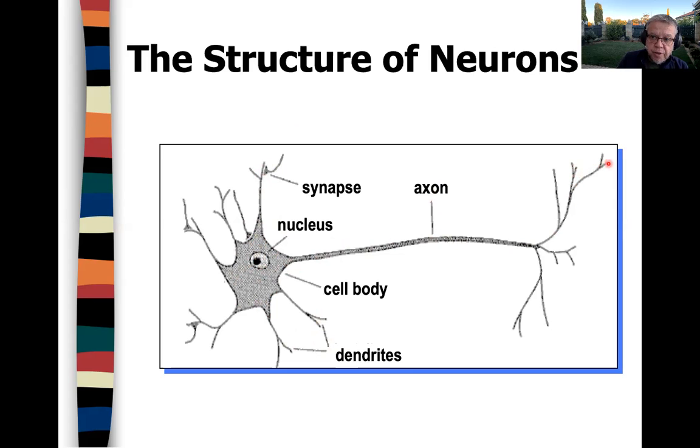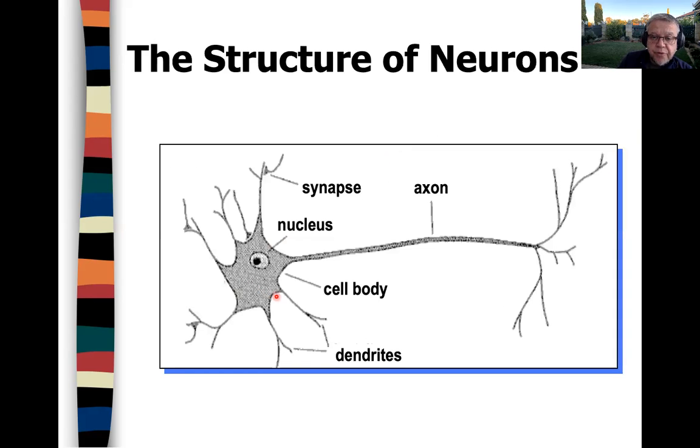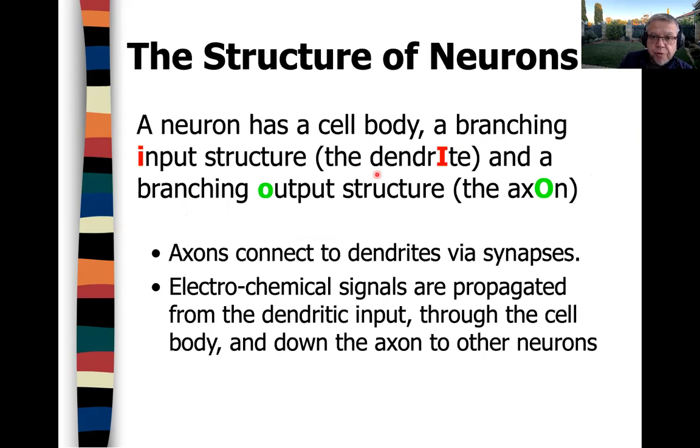and then the end of these axon branches are connected to the dendrites of another neuron, and then the information is processed again at the other neuron. So a neuron has a cell body, okay? This is your cell body. A branching input, the dendrite. The dendrite is the input, so that's why you have an I here for input. The axon is the output, okay, O for output.